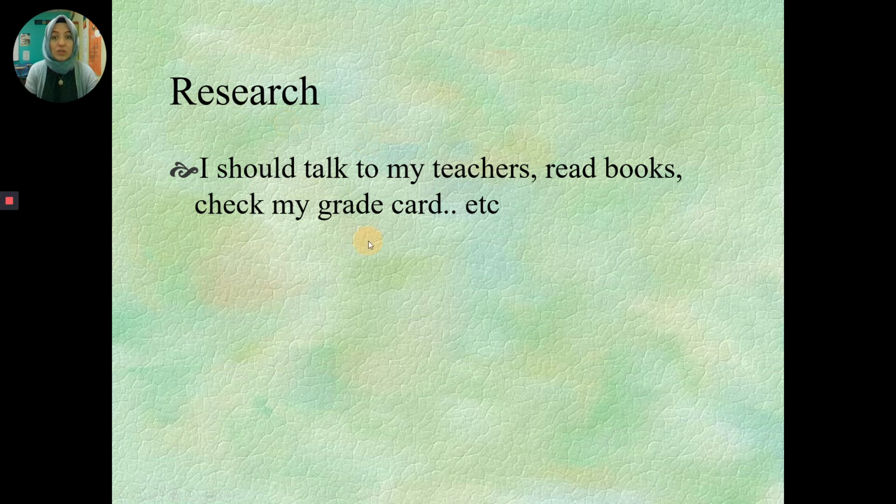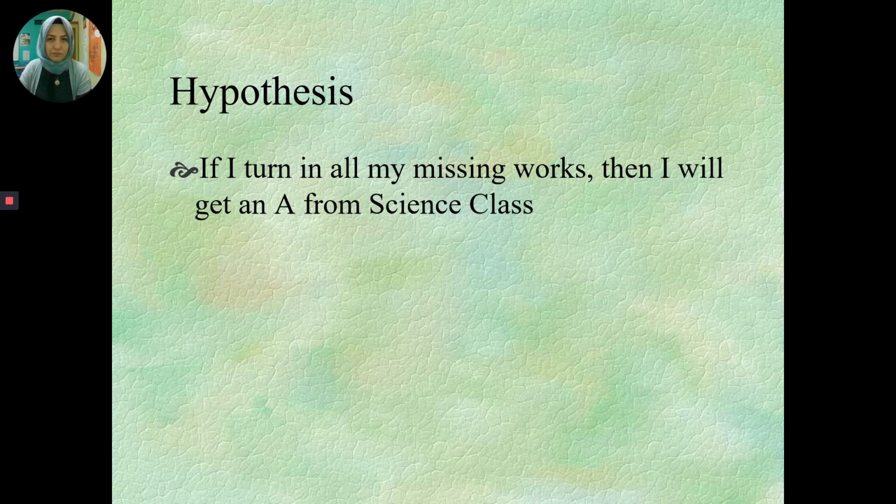After the research, you found this out. Now we're going to have to make a hypothesis. Because I researched it, there are a lot of solutions to that, and I found out that my problem might be my missing work. So I grabbed the missing work part. That's going to be my hypothesis now. So let's form a hypothesis. If I turn in all my missing work, then I will get an A from science class.